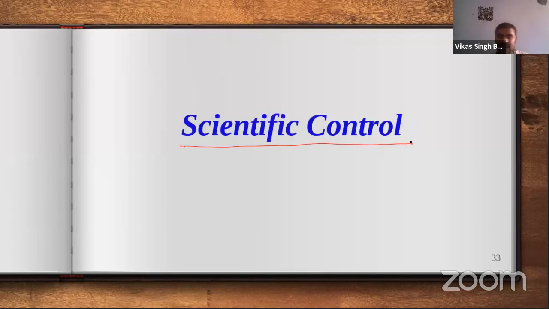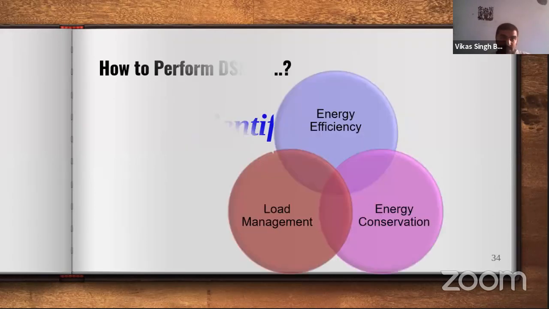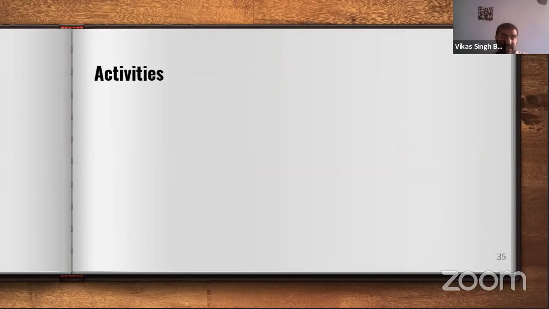If DSM is implemented by scientific control only, then that will be beneficial. If we are applying this in a random way, then sometimes it may be beneficial, and sometimes it may not be beneficial. So to perform demand side management, these are the main activities: energy efficiency, energy conservation, and load management. So how do we perform this demand side management?